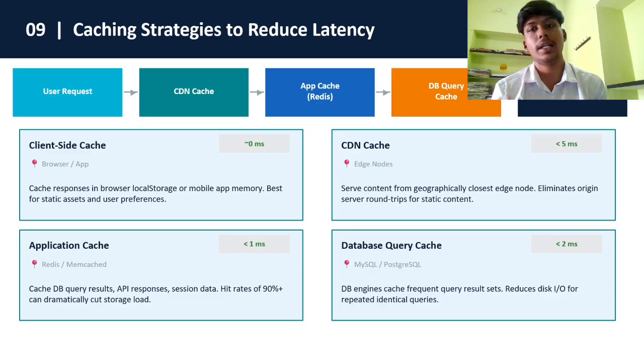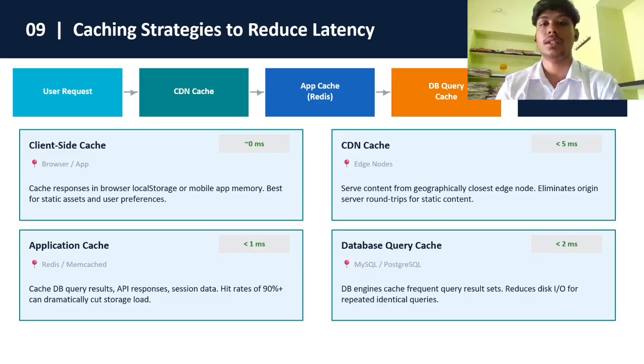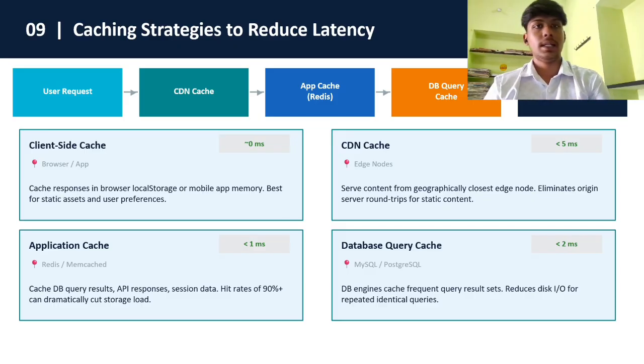A well-designed multi-layer caching strategy can reduce effective storage latency from 150 milliseconds all the way down to under 1 millisecond for the majority of requests. That is a 150x improvement. This is one of the best caching strategies to reduce our latency in the cloud. So these are the caching strategies for reducing storage latency.